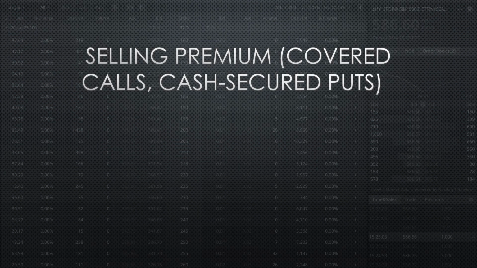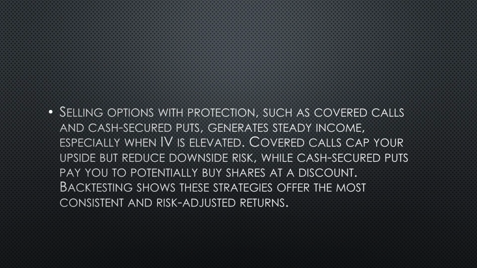Selling premium: covered calls and cash-secured puts. Selling options with protection, such as covered calls and cash-secured puts, generates steady income, especially when IV is elevated. Covered calls cap your upside but reduce downside risk, while cash-secured puts pay you to potentially buy shares at a discount. Backtesting shows that these strategies offer the most consistent and risk-adjusted returns.